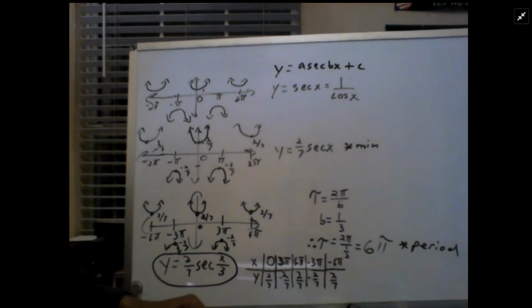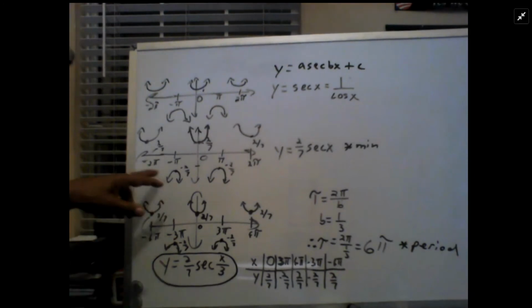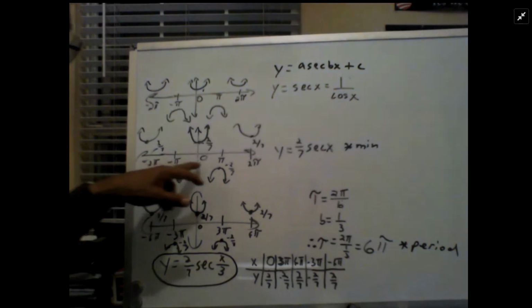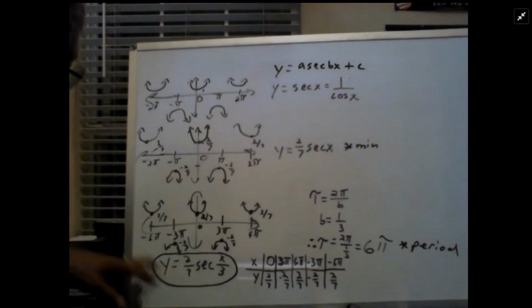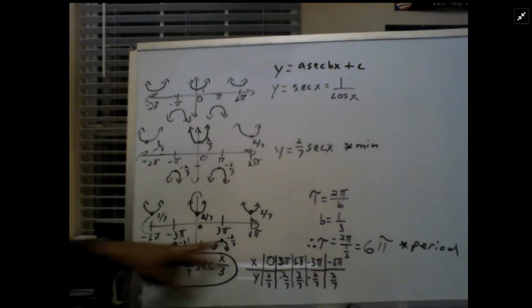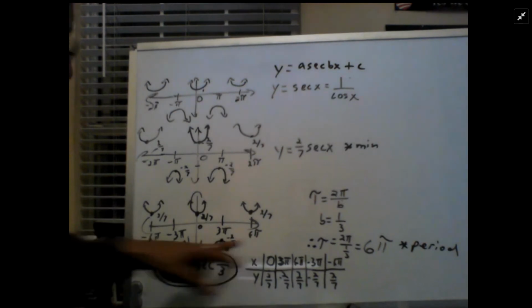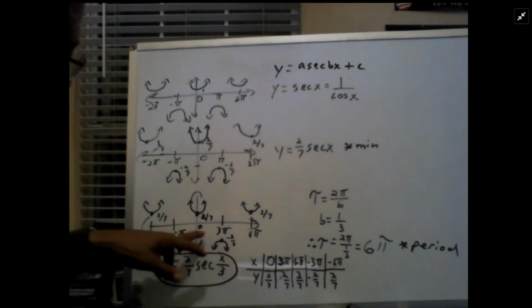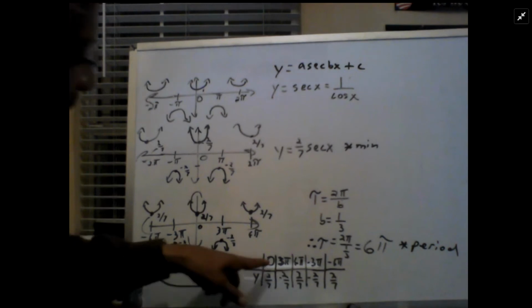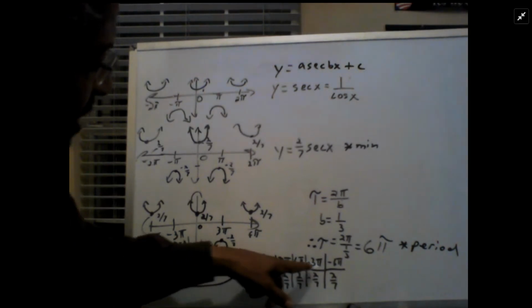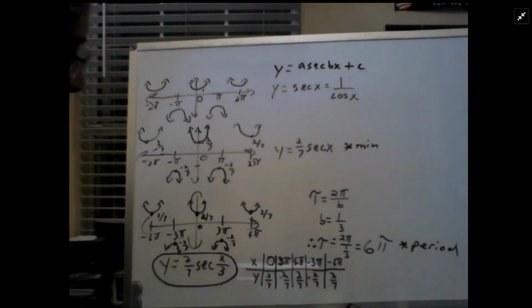So I did some clever drawing here. Instead of the usual negative 2 pi, negative pi, 0, pi, and 2 pi, I have negative 6 pi and 6 pi because that's the period. So I cut it down to 3 pi, 0, and 3 pi. So I have 0, 3 pi, 6 pi, negative 3 pi, negative 6 pi. And because of that, these are going to come out nice.